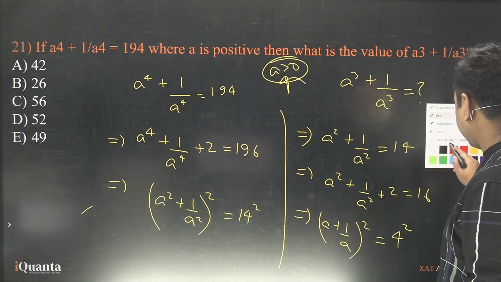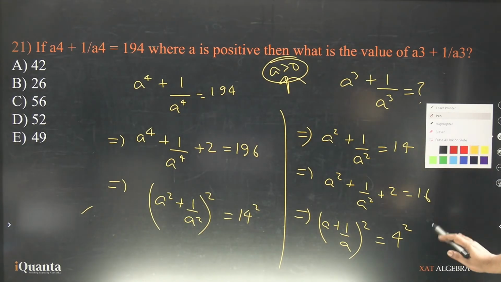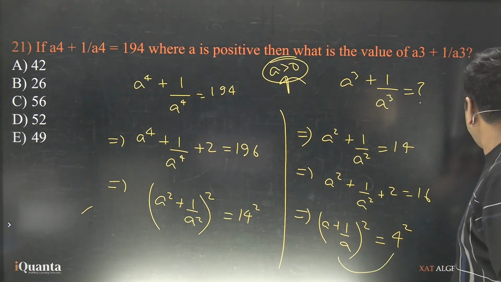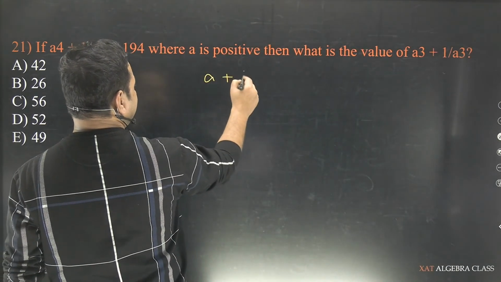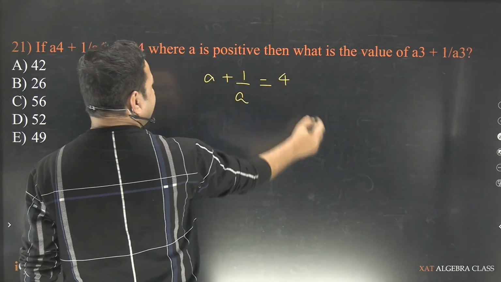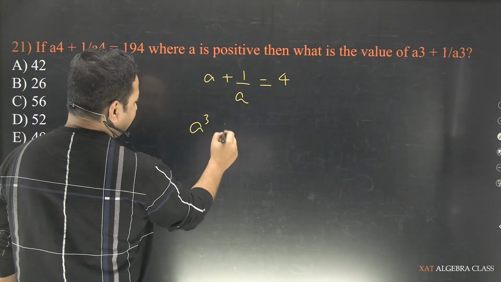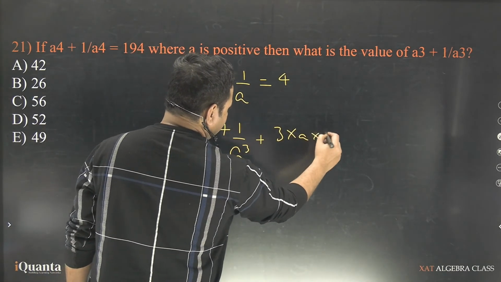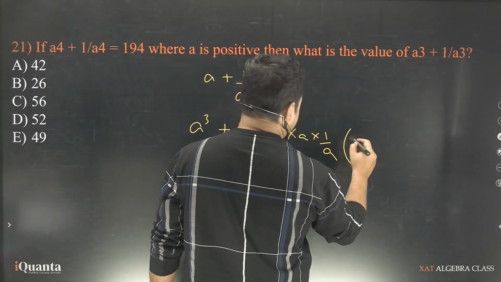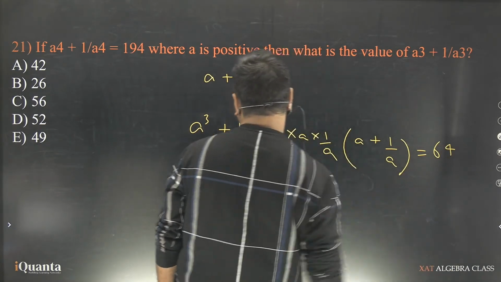I'm erasing the slide. If in case you're making the notes, I'm just stepping aside. So a plus 1 by a would actually be equal to 4 here. So let us write that a plus 1 by a is equal to 4. We need the cube. Okay, let's take the cube of it. a cube plus 1 by a cube plus 3 times a into 1 by a multiplied by a plus 1 by a is equal to 64.